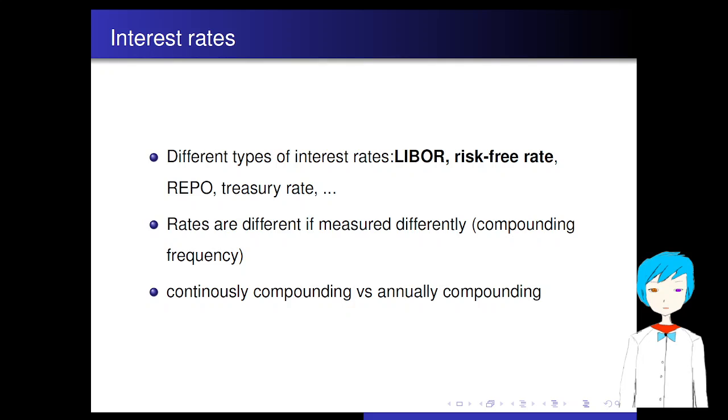measured differently. What does it mean to measure differently? It is different compounding frequency. We have continuous compounding, monthly compounding, semi-annually compounding, and annually compounding. And two most important concepts are continuously compounding versus annually compounding. So we wish to know the conversion of the two different compounding frequencies. That's all for this week's discussion.